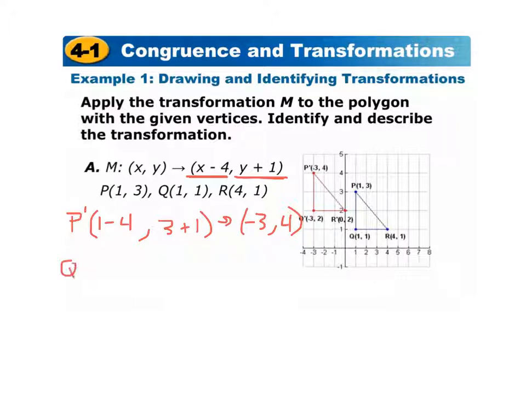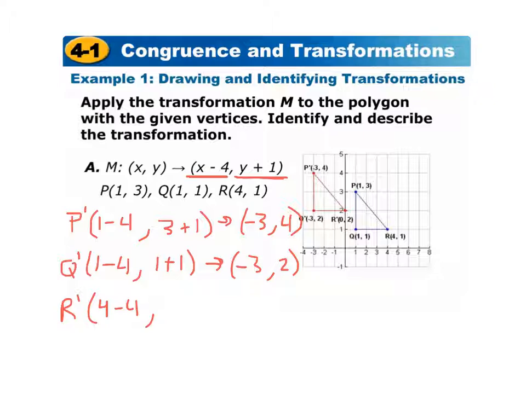We do the same thing for Q and call it Q prime. We subtract 4 from 1 and add 1 to 1, so our new point is negative 3, comma 2. Then we do the same thing to R and call it R prime. We subtract 4 from 4 and add 1 to 1. Where do you get the word prime from? That's just what we call our new point, like P with a little tick mark, to show it's not the same as the original. So we have 0, comma 2.